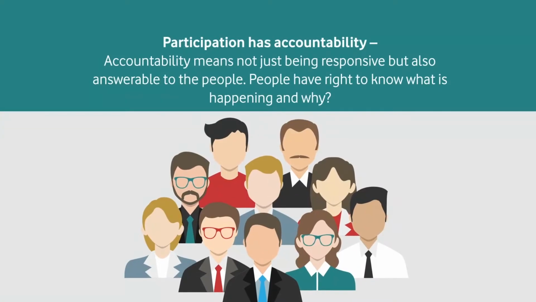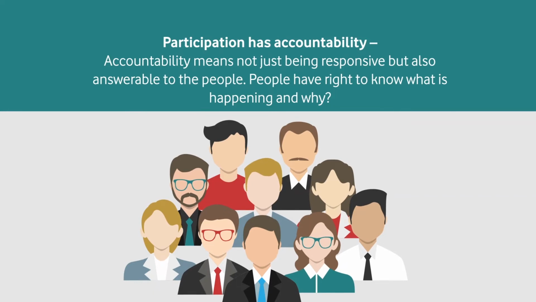Now, participation has accountability also. Accountability means not just being responsive, but also answerable to the people. If I am accountable for my job, my work, my profession, that means I am also answerable if I am doing something not correct or not good or not efficient. So accountability is also answerability. I am answerable to the higher-ups, to the people. And here when we talk of people's participation, people are answerable to the community. People have the right to know what is happening and why.